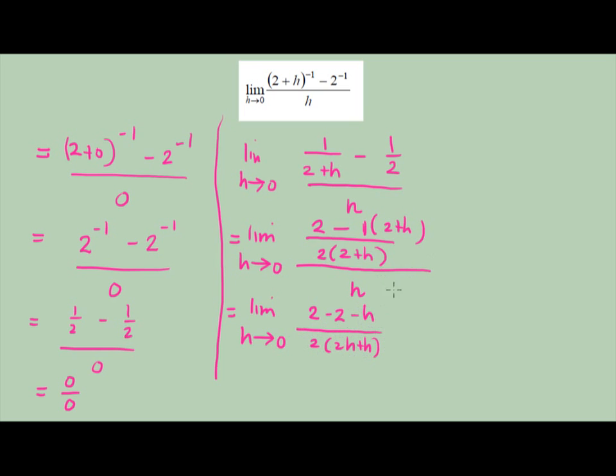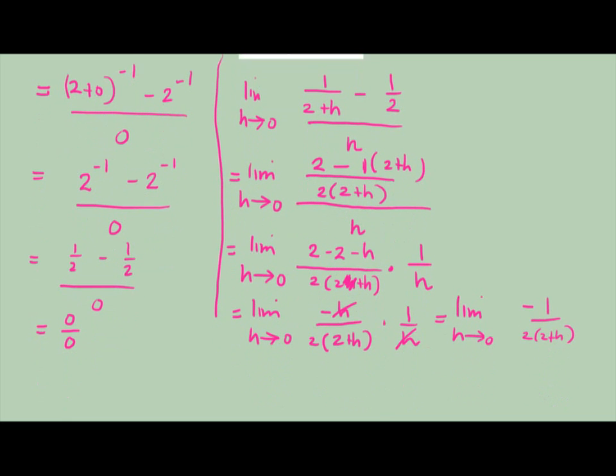Now in this step, I'll be simplifying over h. When we say divided by h, that is the same as times 1 over h. And then we continue to simplify the function. So 2 minus 2 is 0, then minus h, so negative h, over 2 times 2 plus h, times 1 over h. And as you can see, the h and h can be cancelled, so this will be equal to the limit as h approaches 0 of negative 1 over 2 times 2 plus h.